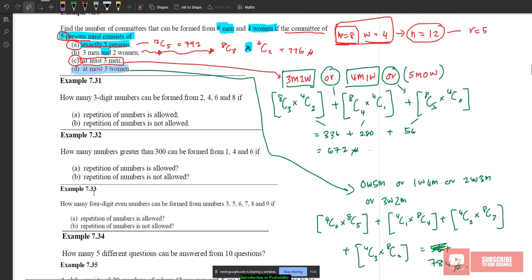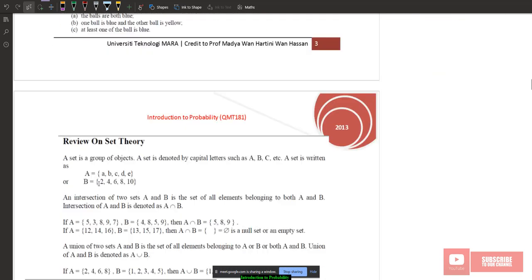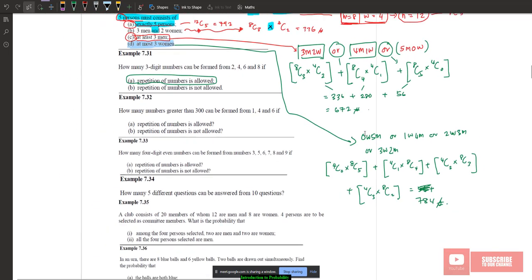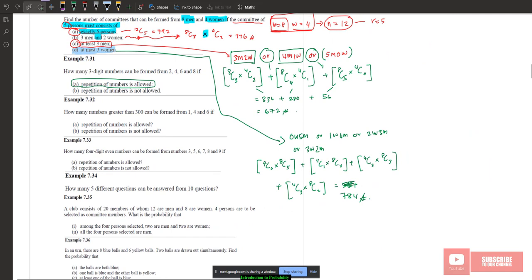Alright. So now look at example number 7.31. It says: how many 3-digit numbers can be formed from 2, 4, 6 and 8 if repetition is allowed. So basically this one is a bit tricky, but if you understand the concept, it should not be very difficult. So let me copy this one first.